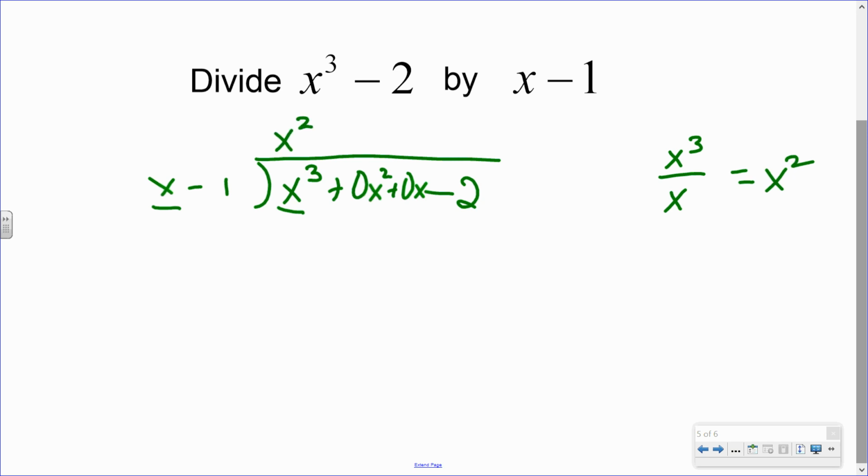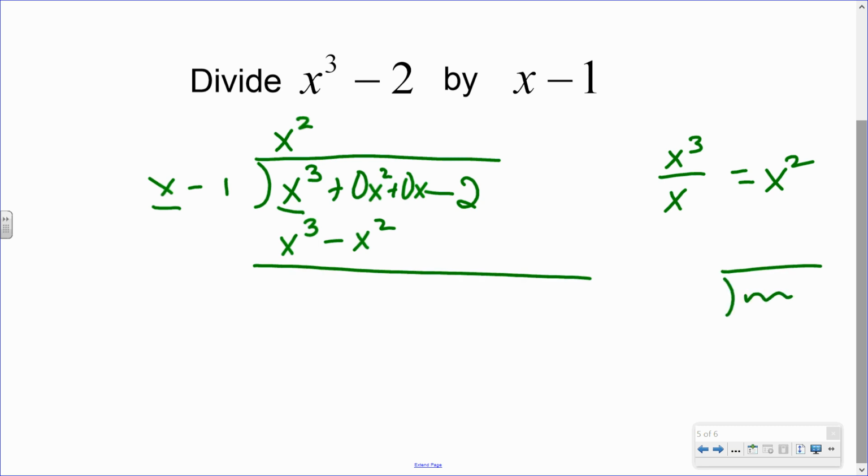How do I get the next line? We multiply what we've put in the quotient times the divisor. So x squared times x minus 1 gives us x cubed minus x squared. Now think about what you're doing when you have some number in here and then you get some number up here. What do you do to get, if it's long division with numbers? You get this, and then what do you do with that row? You need to subtract. So we are still going to subtract on that row, which means we change all of the signs.